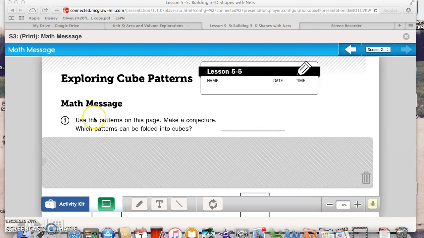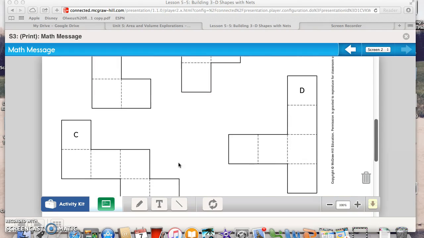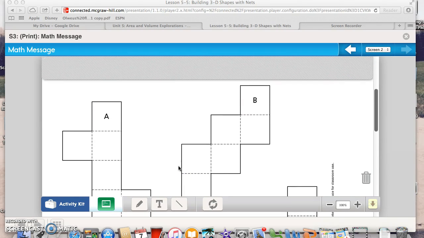Okay, so in front of you for today's math message, you'll notice it says use the patterns on this page, make a conjecture. Okay, conjecture is a guess. You make an educated guess, a gut feeling about what you see in front of you. Which patterns can be folded into cubes? Down below we have A, B, C, and D, and without cutting them out, just by looking at them on paper in that flat form, and this is actually a net, we're going to talk about this in a minute.